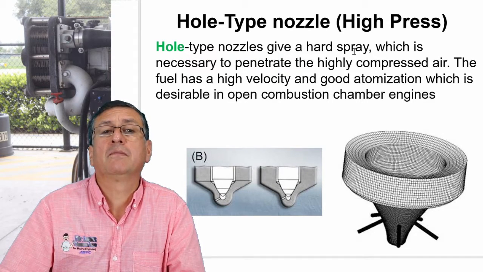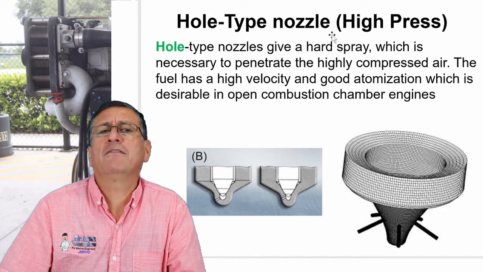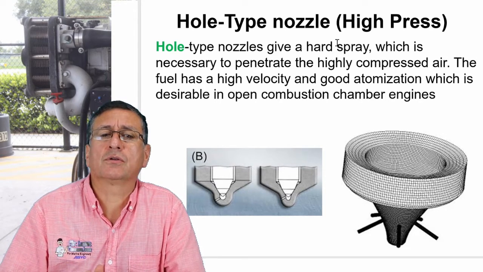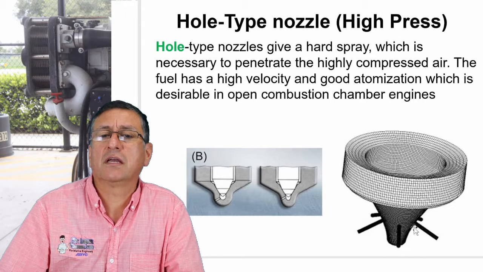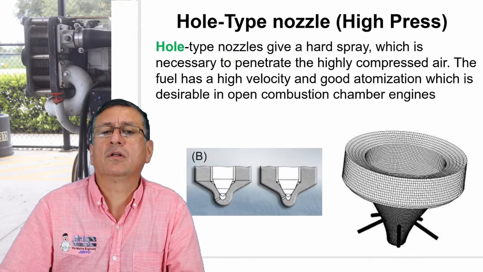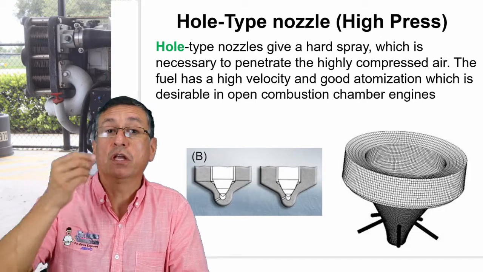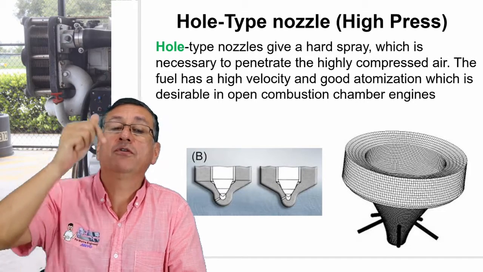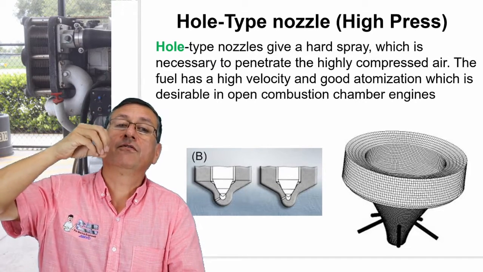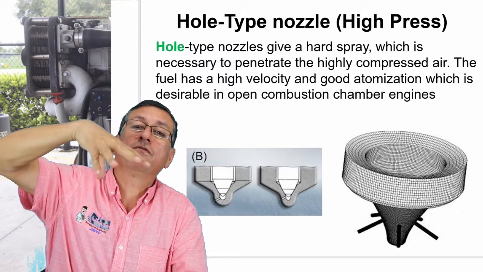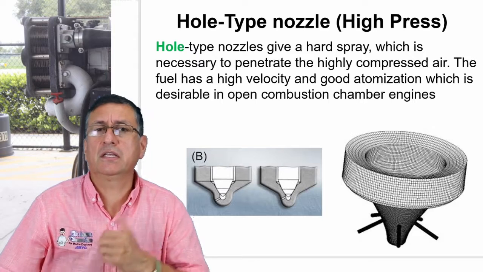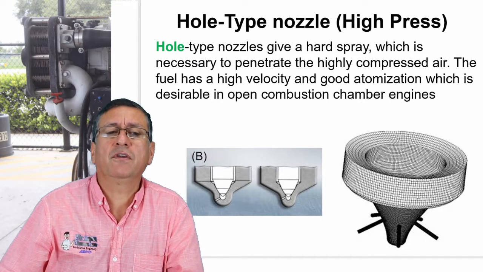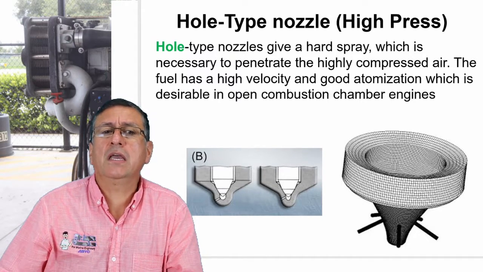The Hole type is very common in high pressure injectors. Those elements have 4 or 6 holes laterally on the nozzle, and when the fuel reaches that area, the fuel sprays through 4 holes, or 6 holes, or 3 holes in some cases, like the example that I have in the video right now.